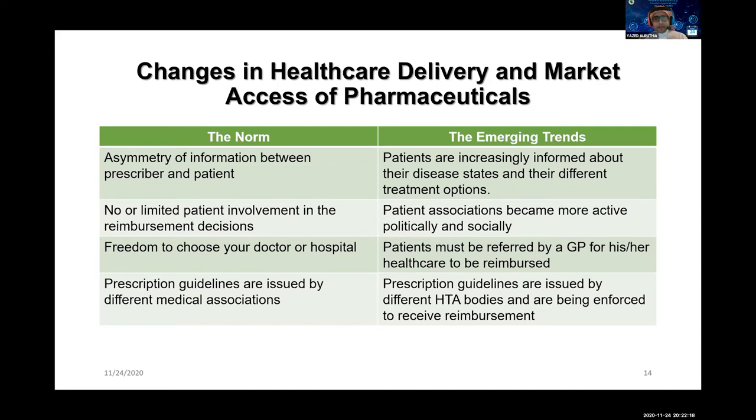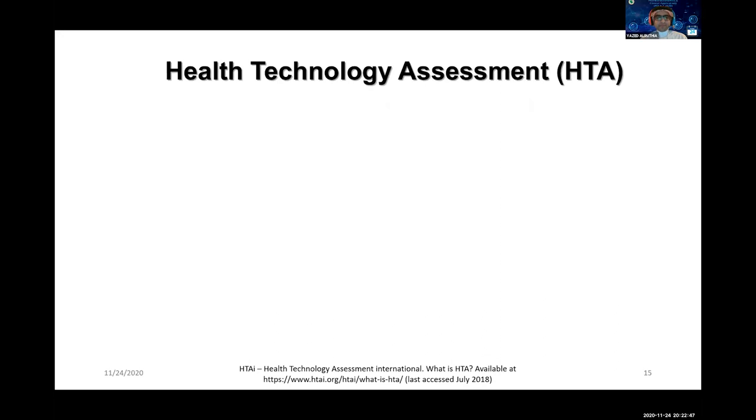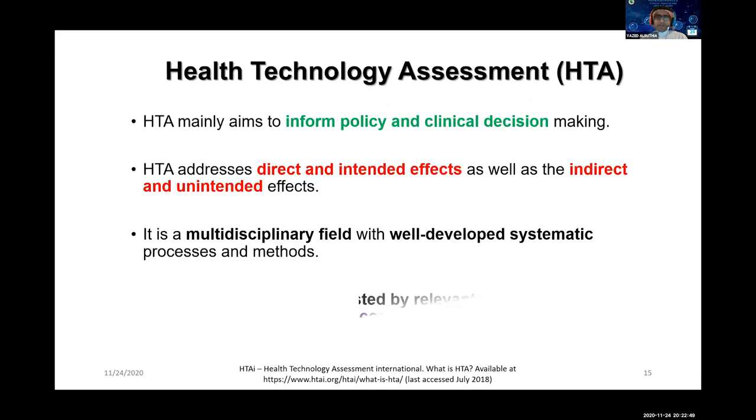The most important point here that I'd like to highlight or stress is the prescription guidelines. In the good old days, clinical guidelines were the main drivers of the market share of different pharmaceuticals. Nowadays, we're seeing an increasing role of health technology assessments where they issue different guidelines for reimbursement and for pharmaceuticals. So they have their own formulary and only medications that are approved or recommended by different HTA bodies will be reimbursed. So what is health technology assessment?